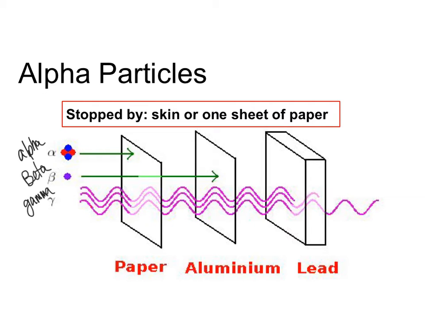Okay, so what we're going to see with alpha decay is we have an alpha particle, and because alpha particles are relatively large, they can't get going as quickly. So what we're going to see is alpha particles are going to be stopped by our skin, so that's good, or a single sheet of paper. So alpha particles are going to be going all the time around you, but they're not really going to impact you because they're very, very slow.